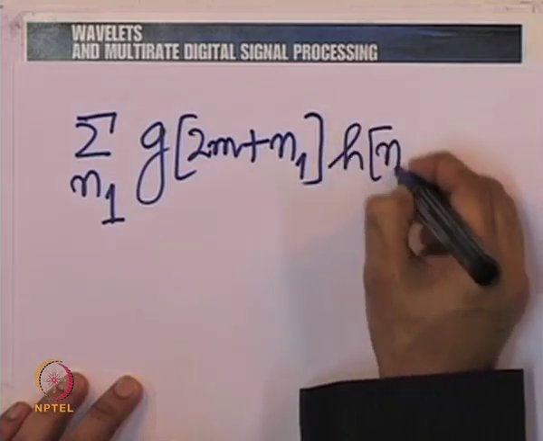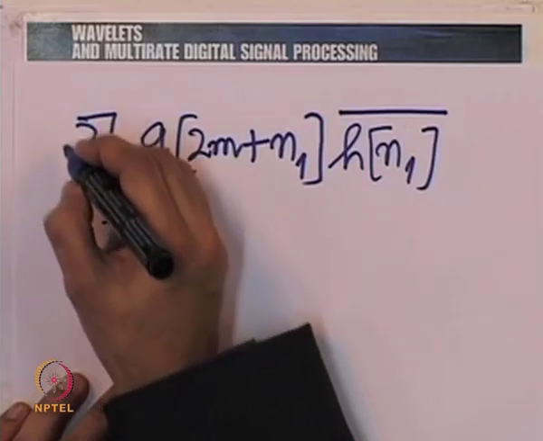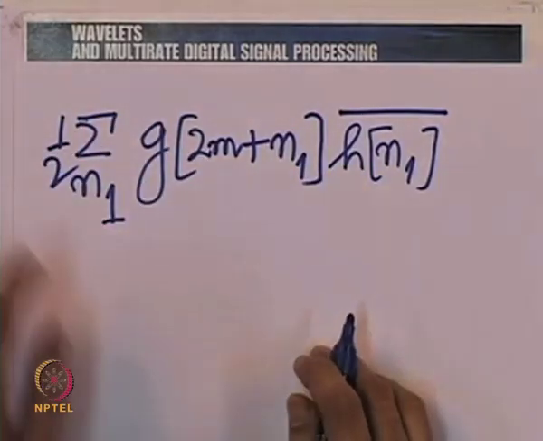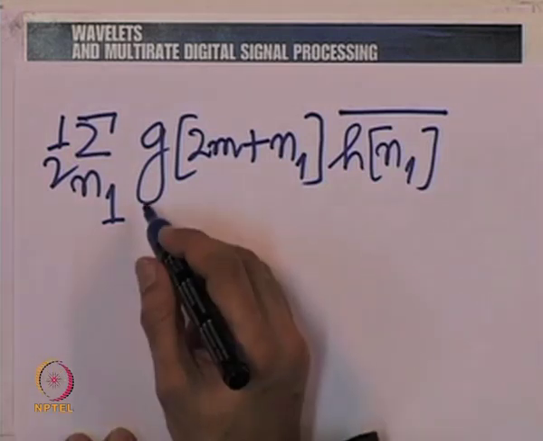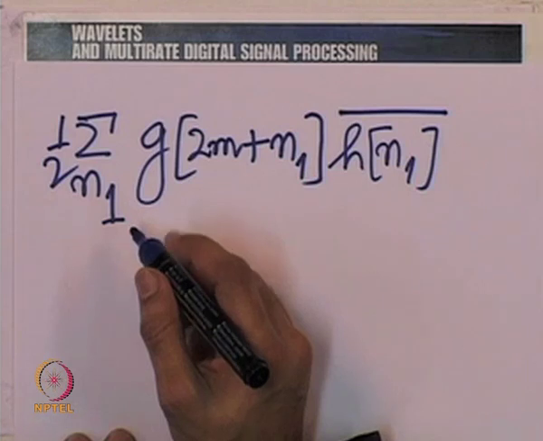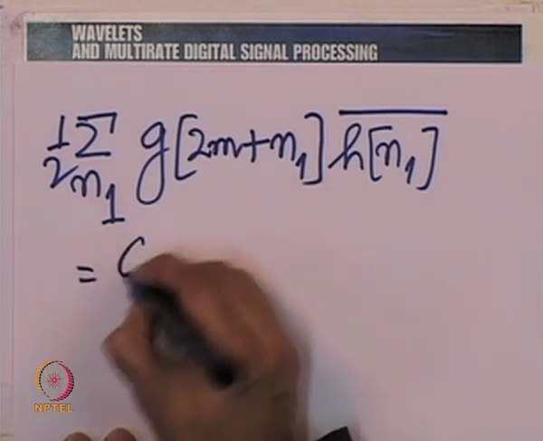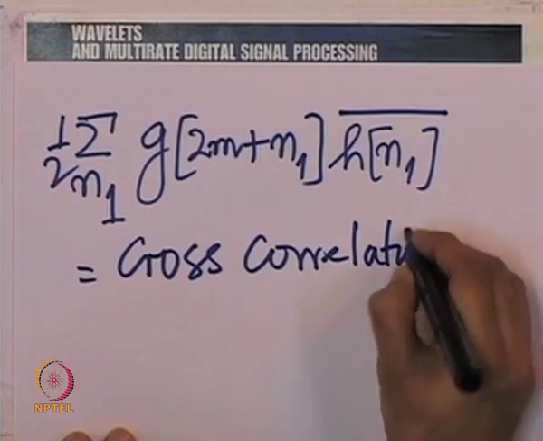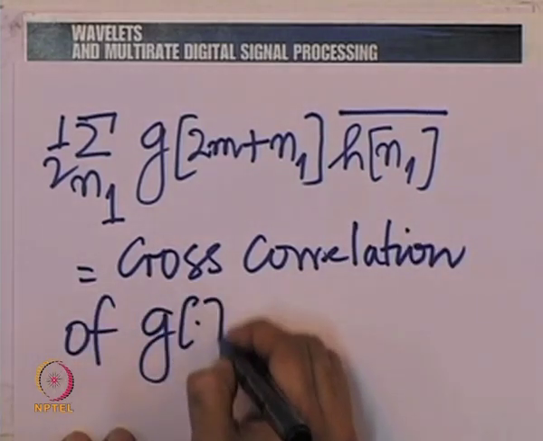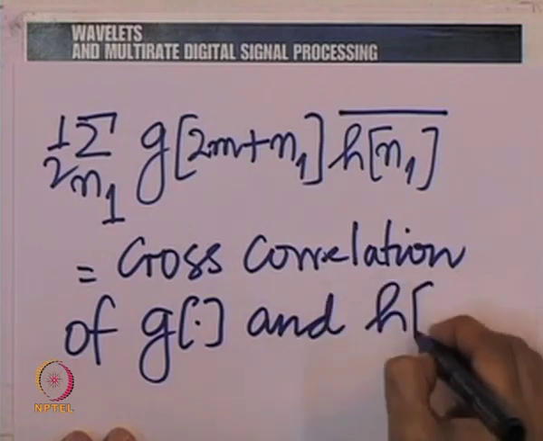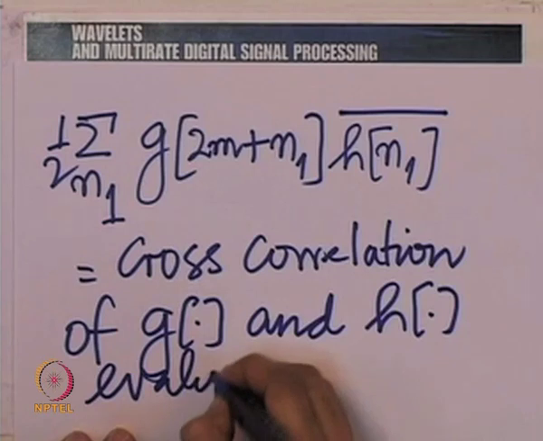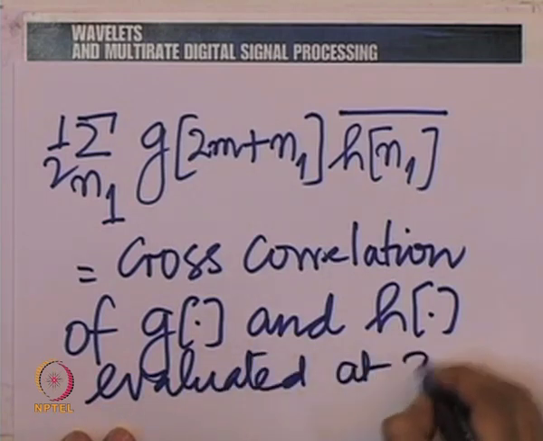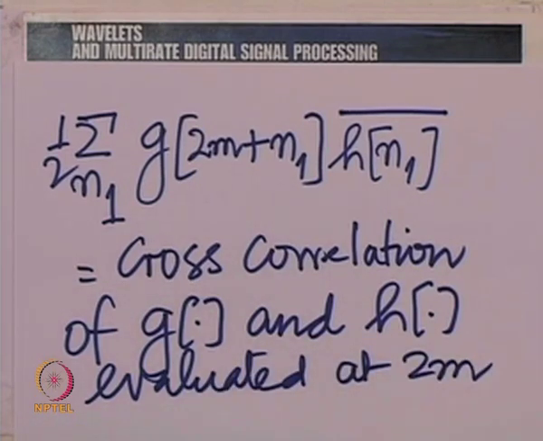Of course, h n1 complex conjugate and a factor of half, which is not a terribly serious matter at all. Essentially, this is the cross correlation of the sequences G and H evaluated at 2m for all integers m. Looks familiar, doesn't it? We've been doing this frequently.